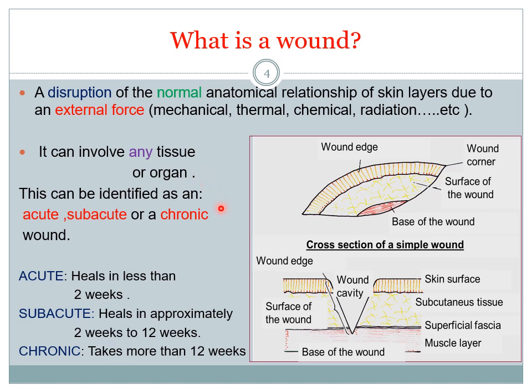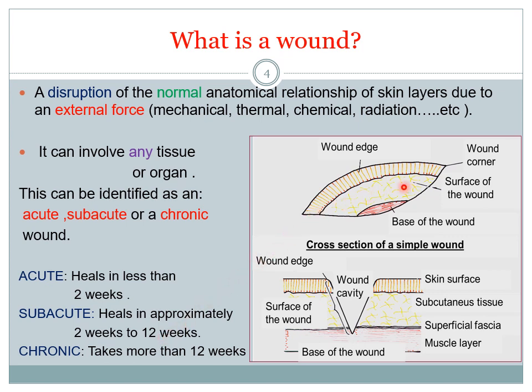Acute wound is the wound that is less than 2 weeks duration, while the subacute wound is between 2 weeks and 12 weeks duration, while chronic wounds are those that are more than 12 weeks duration.